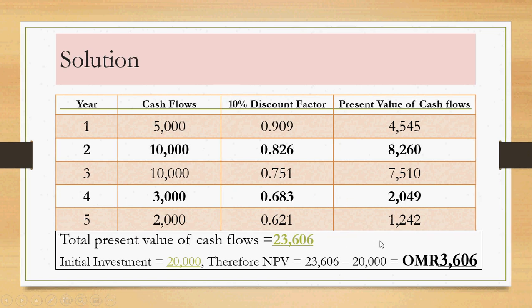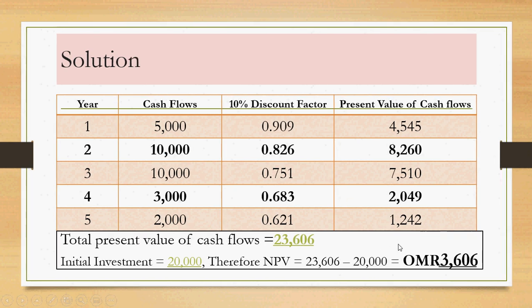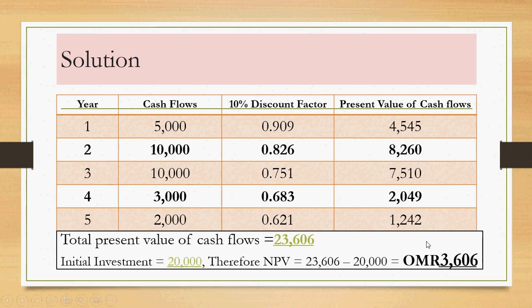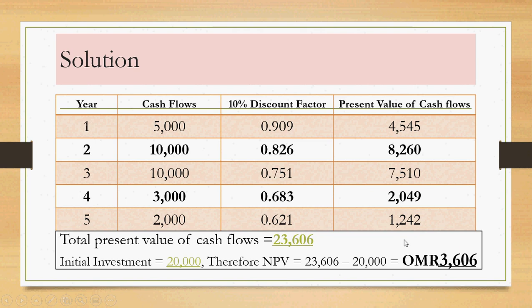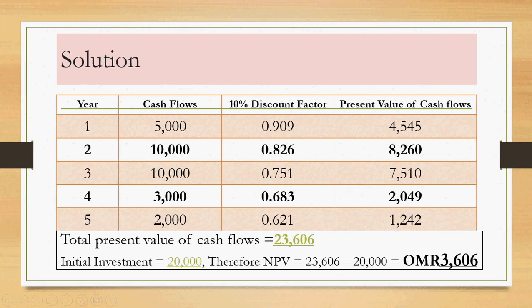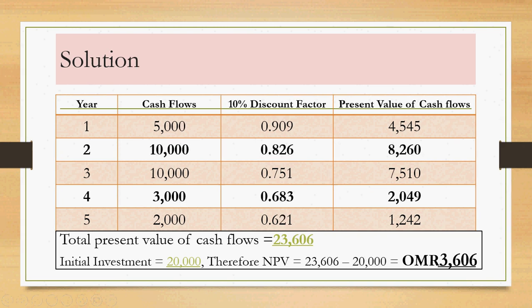The decision rule relating to NPV we already discussed in the class. I repeat, if NPV is greater than 0, we accept the project. If NPV is less than 0, we reject the project, and if NPV is equal to 0, it is indifferent. It depends on the management whether the project should be selected or not.